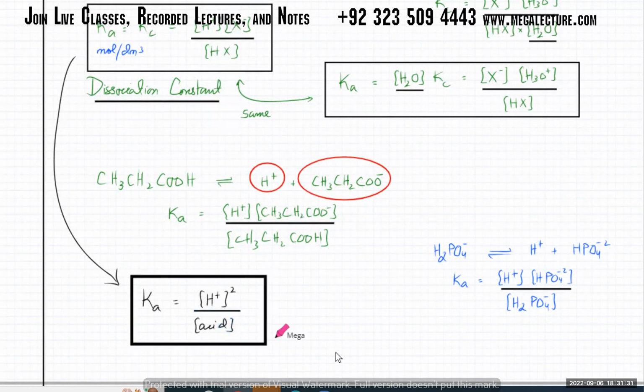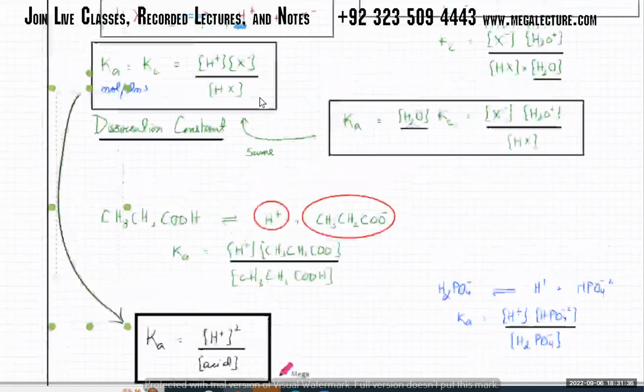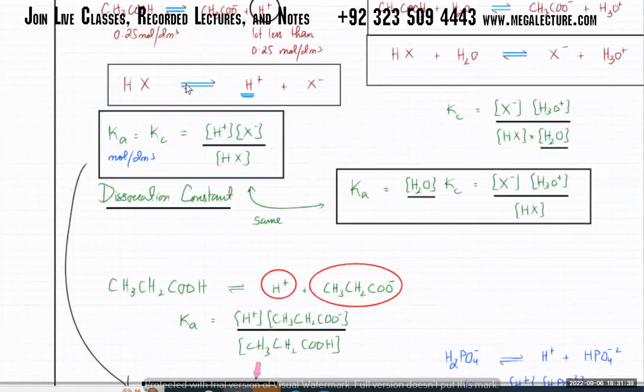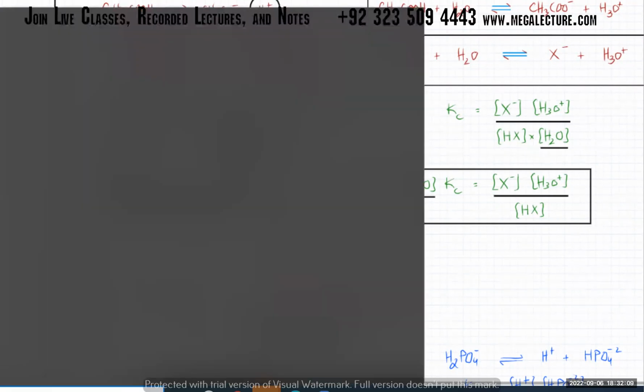Now let's comment a little on the value of K. If you have a weak acid that ionizes more and produces more H+ and X minus ions, will you have a higher value of Ka or a lower value of Ka? Do we have a bigger Ka value or a smaller Ka value? Anyone, what will it be?